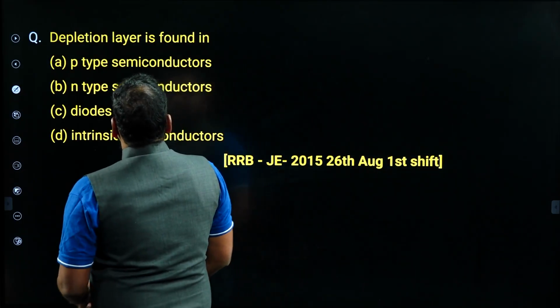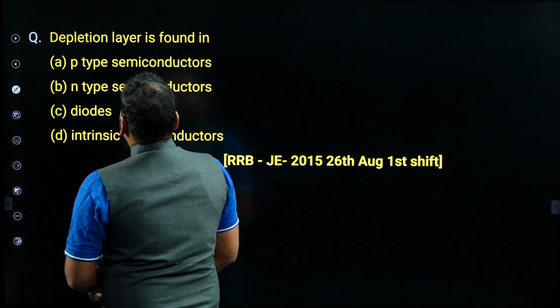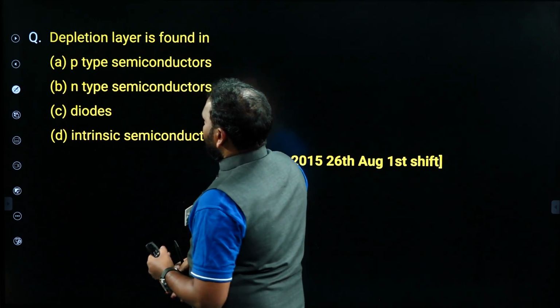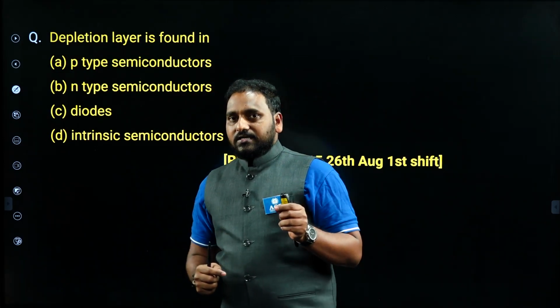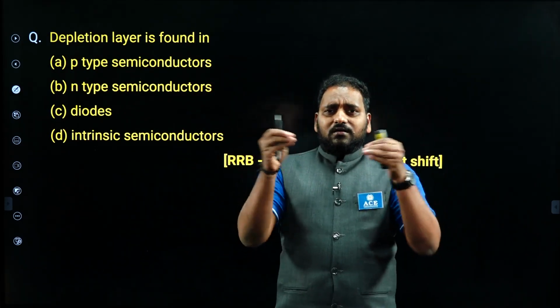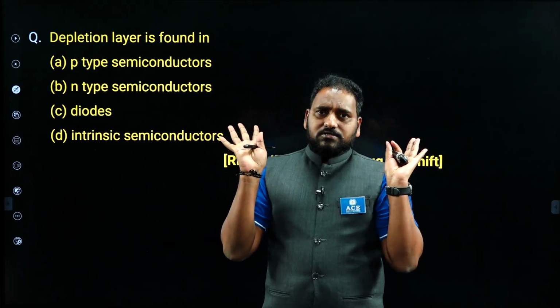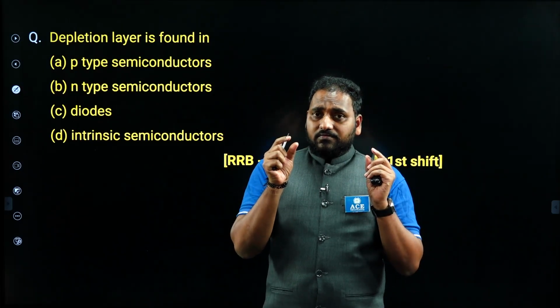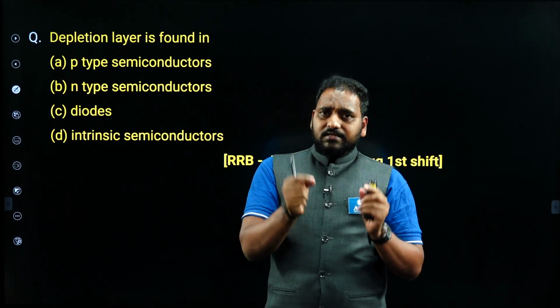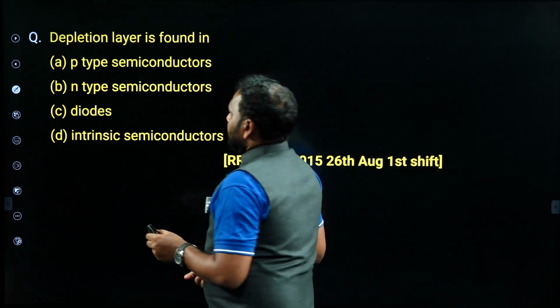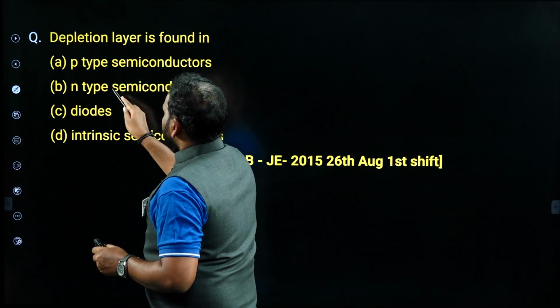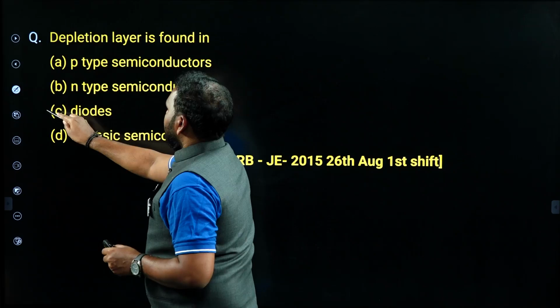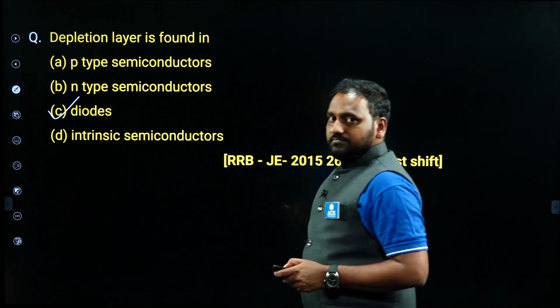Depletion layer is found in... So what exactly is the meaning of depletion layer? It is actually an insulating layer or isolation layer due to recombination of electrons and holes. Wherever the junction is found, there we can see the depletion region. Not in p-type semiconductor or n-type semiconductor alone. Their combination is nothing but what? Diode.